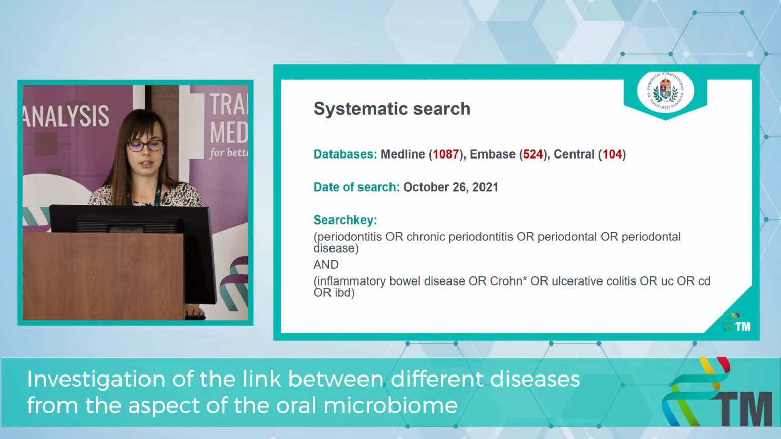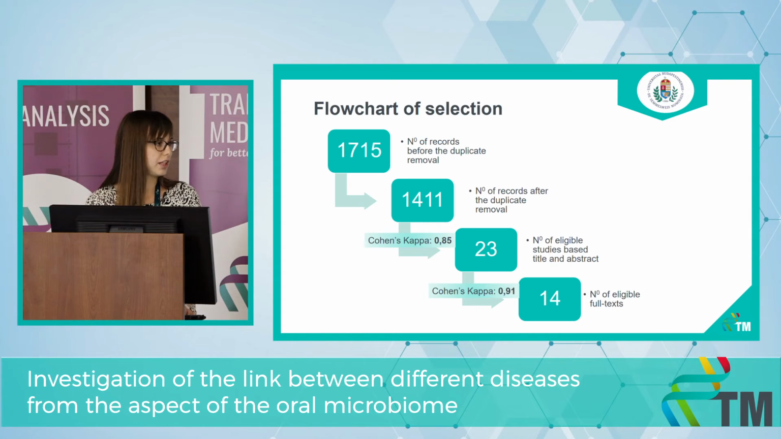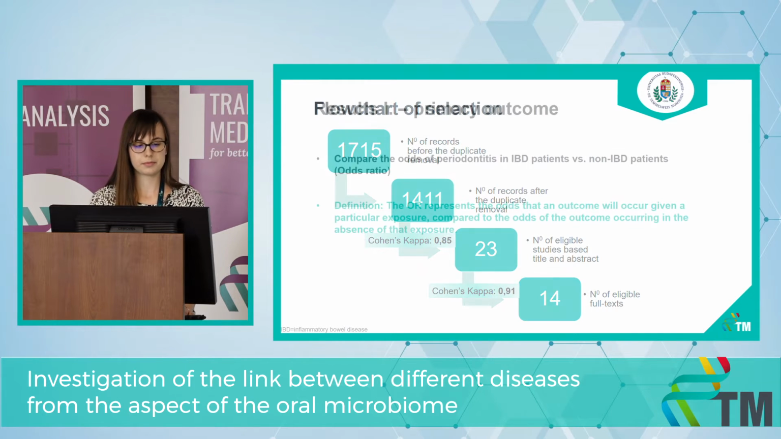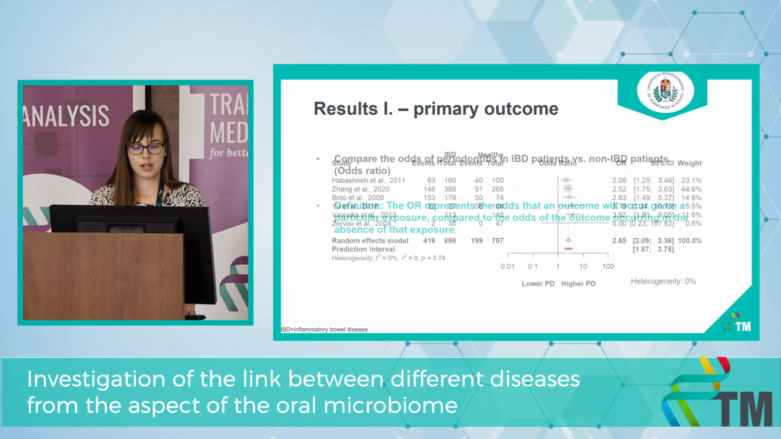Here you can see our search key, and the systematic search was done in October in three databases. Here is my flowchart of selection. After the selection, we had 14 eligible articles. As our primary outcome, we compared the odds of periodontitis in IBD patients and in non-IBD patients.